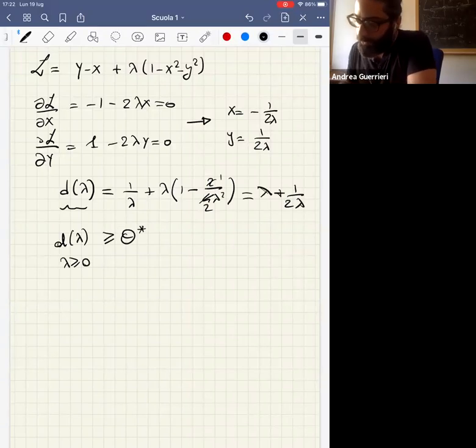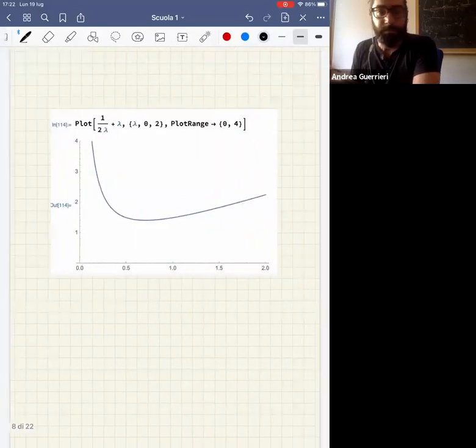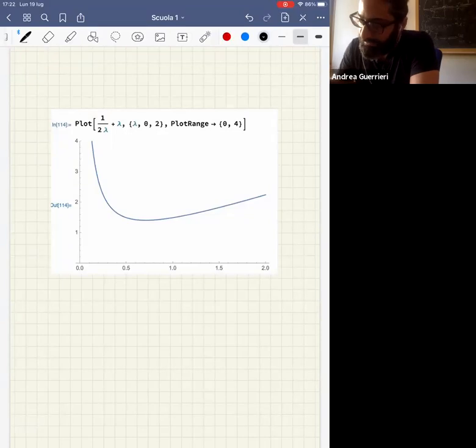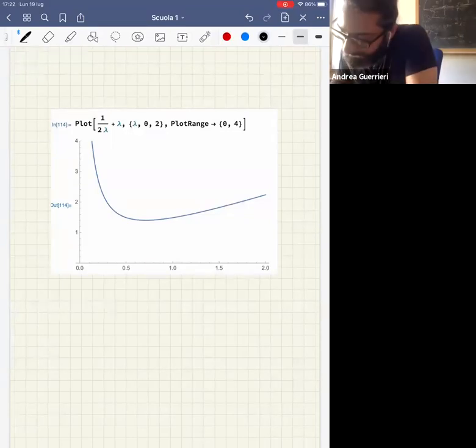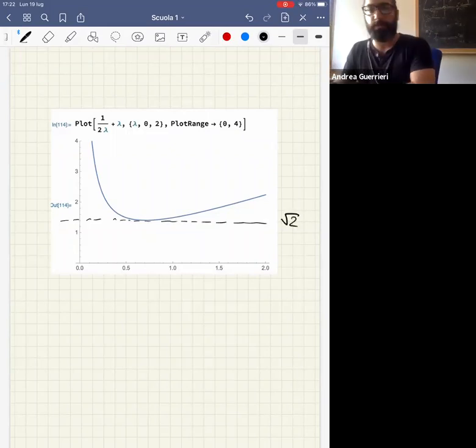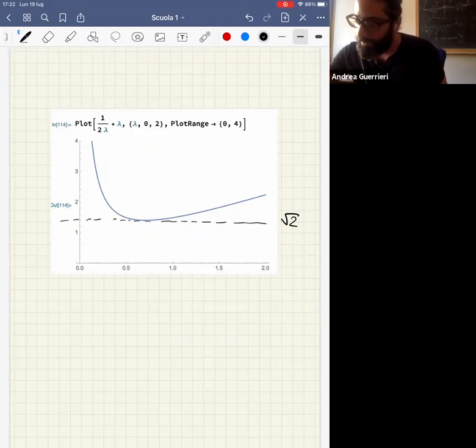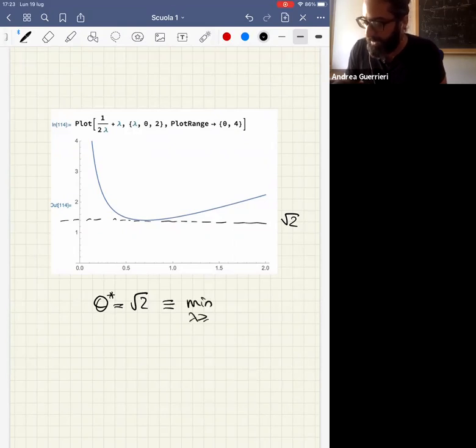Okay. In particular, I plot this function for you here. This is the function that I prepared already, and you can see that the minimum is given here, and you can check that it's square root of 2. So you see, this is an example where the optimal value of our original problem was given by square root of 2 and coincides with the minimum. In this case, I can just take lambda greater than or equal to 0, that d of lambda.